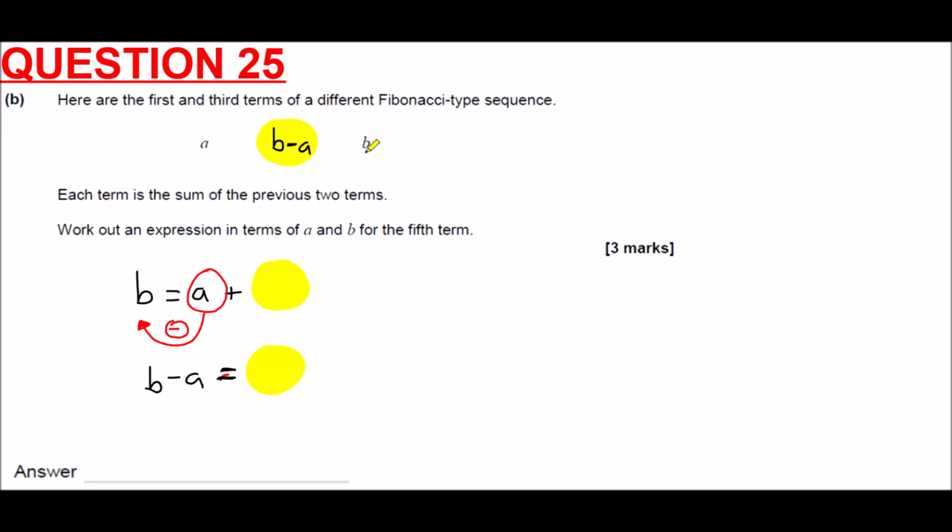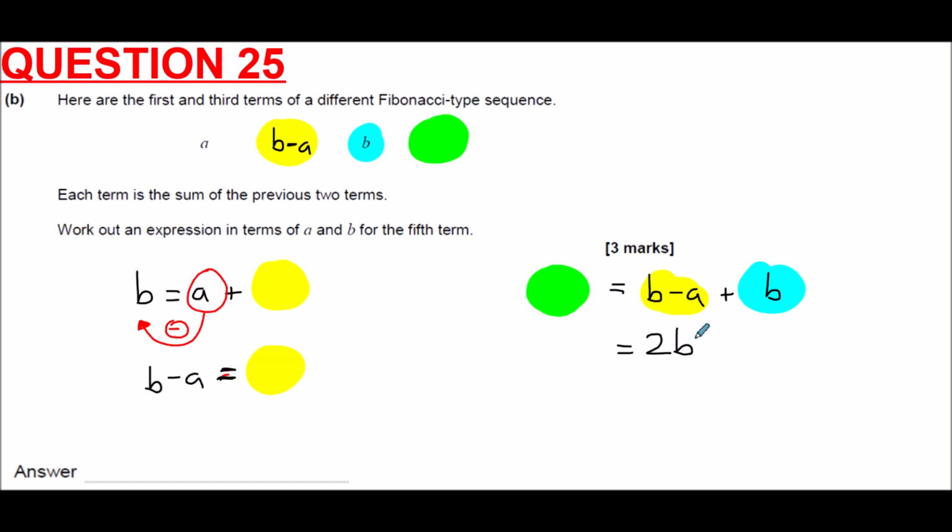The third term we've been given, which is B, we can now work out the fourth term. And so this fourth term is obviously going to be the sum of the two terms before it. So this one here is going to be B minus A, which is this one here, plus the third term, which is B. So B minus A plus B, we can simplify this because we've got two lots of B's. We've got B plus an extra B, which is 2B, then of course minus A. So the green term, the fourth term, must be 2B minus A.